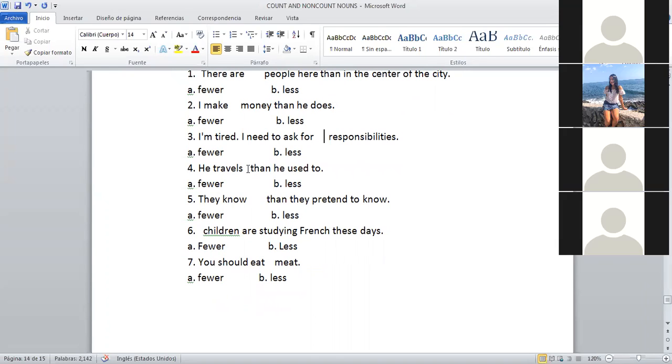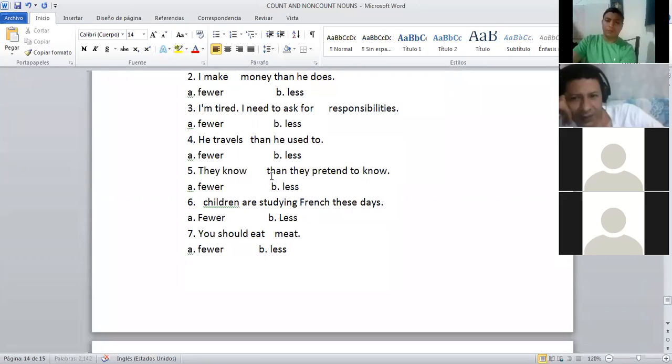He traveled fewer than he used to. Okay, but these are not trips. Esto no son viajes. Él viaja. Sí. Okay. He traveled less than he used to. Okay, very good. Number five.